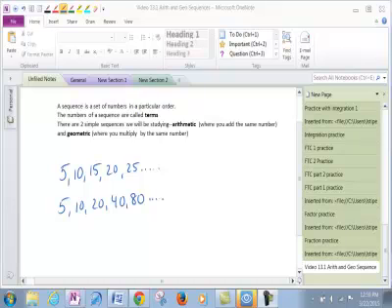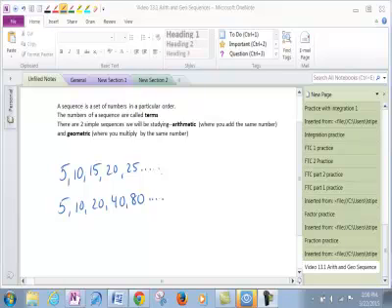On the screen you can see that I have two sequences. Sequences are always a set of numbers that are separated by commas. Sometimes the sequences go on forever, which is indicated by the dots at the end of it.